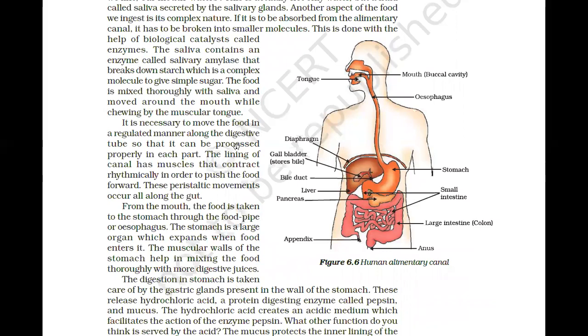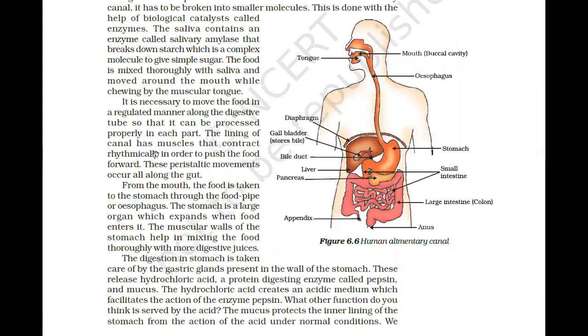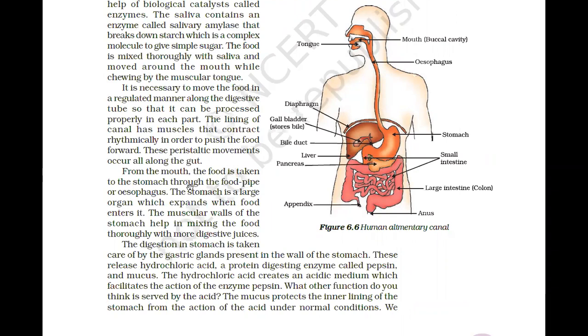It is necessary to move the food in a regulated manner along the digestive tube so that it can be processed properly in each part. The lining of canal has muscles that contract rhythmically in order to push the food forward. These peristaltic movements occur all along the gut. From the mouth, the food is taken to the stomach through the food pipe or esophagus.